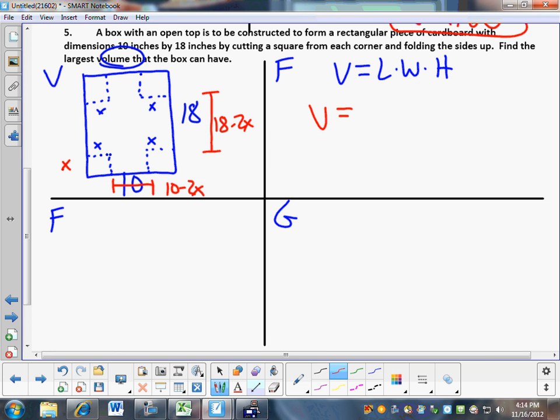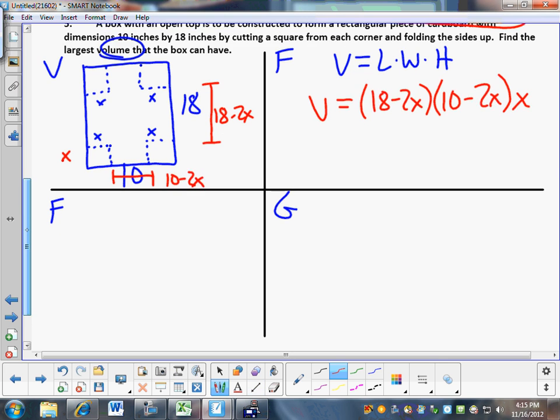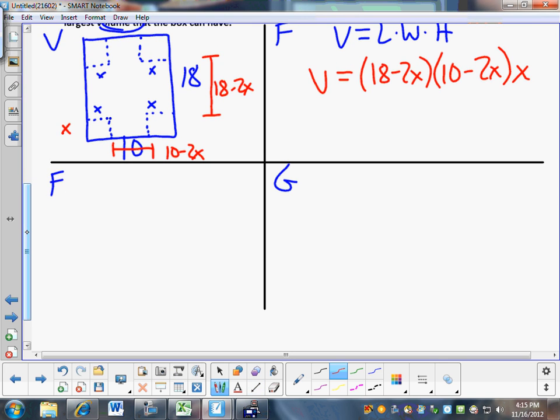So therefore, the volume is equal to 18 minus 2x times 10 minus 2x times x. So we plugged everything in. Let's write a function for it. Function is volume in terms of x. That's equal to, we need to distribute our pieces through.